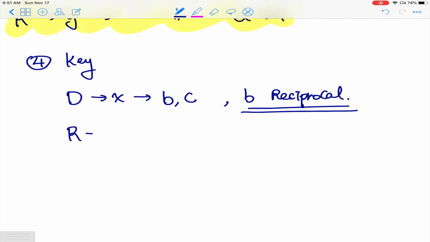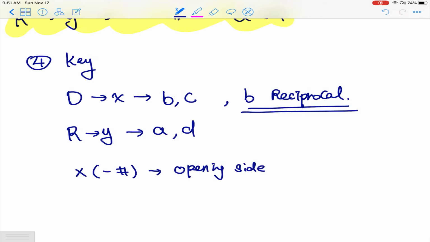And your range, which is the y value, is affected by a and d, and they're just as they are. When you multiply something by a negative number, the opening side or direction of the inequality changes to the opposite. So make sure you remember this, then it will be quite easy to do.